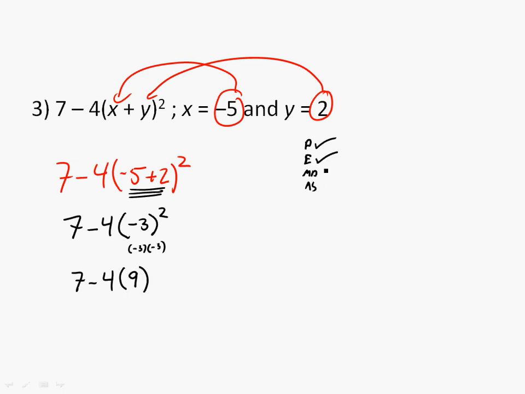Then I have to do multiplication and division. So I have a 4 times 9, so I have to do that. 7 minus 36. And then finally, addition and subtraction. So I have -29.